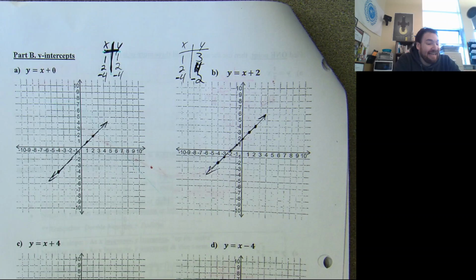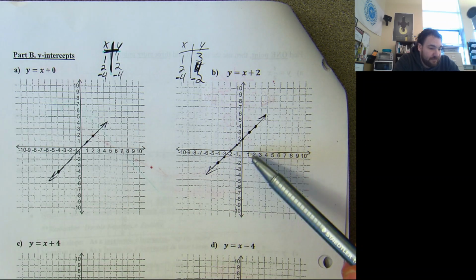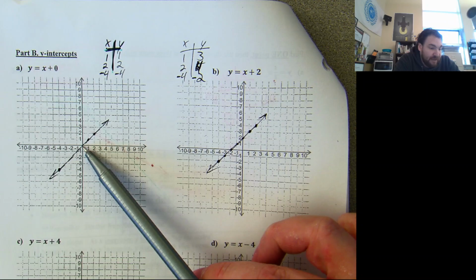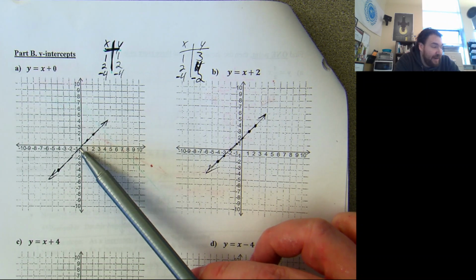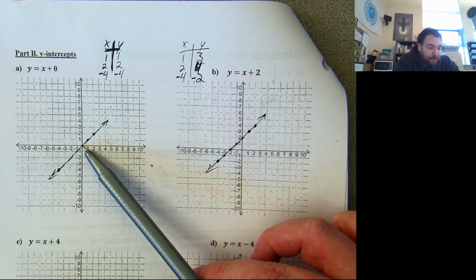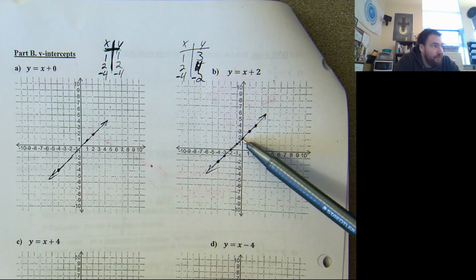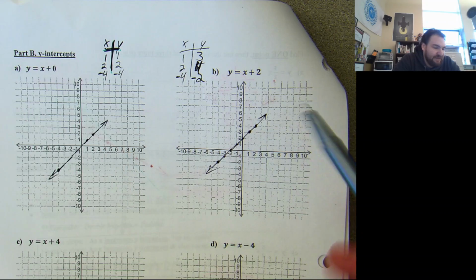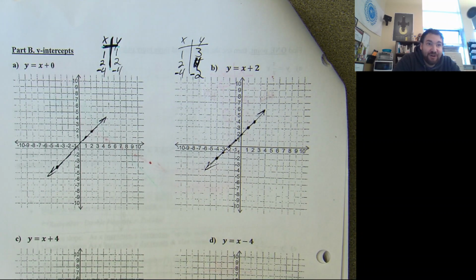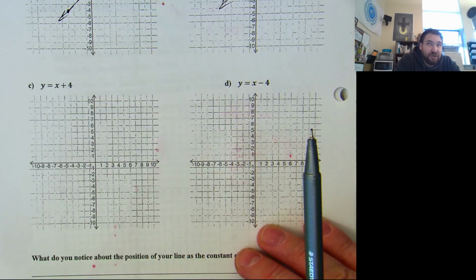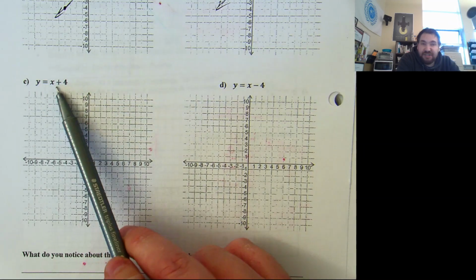So what has adding 2 done to the line? Yeah, so here when we added 0, when we added nothing, it went through 0, 0. When we added 2, now it's gone through the point 0, 2, so the line moved up 2. Fascinating. It moved up 2. So what happens if we add 4 now? Lucas, do you have a prediction?